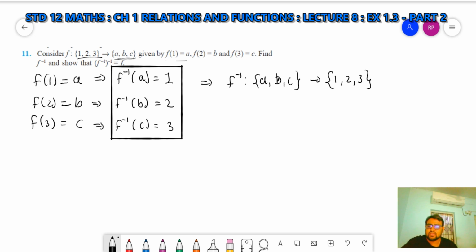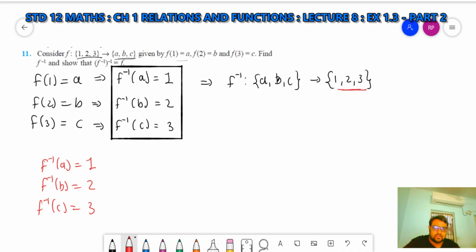Clear? So now see F, again I am writing. What is F inverse A? 1. F inverse B 2, F inverse C 3. Now see 1 is to 1 correspondence. So it is 1 1 function, and for every element of codomain there is the pre-image in the domain. Hence it is 1 1 and onto. That means F inverse is also invertible.